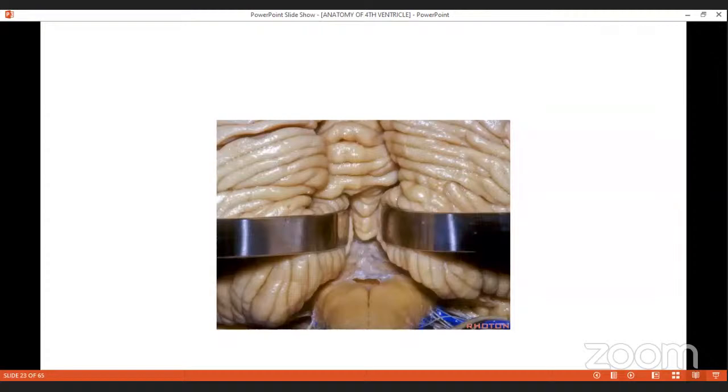So now we'll be revising all those structures that we have read. This is the posterior dissection. Both the cerebellar tonsils have been retracted. You could see the midline structures of the cerebellum. This is the uvula, and you could see the inferior medullary vellum. So these are the cerebellar tonsils, basically.